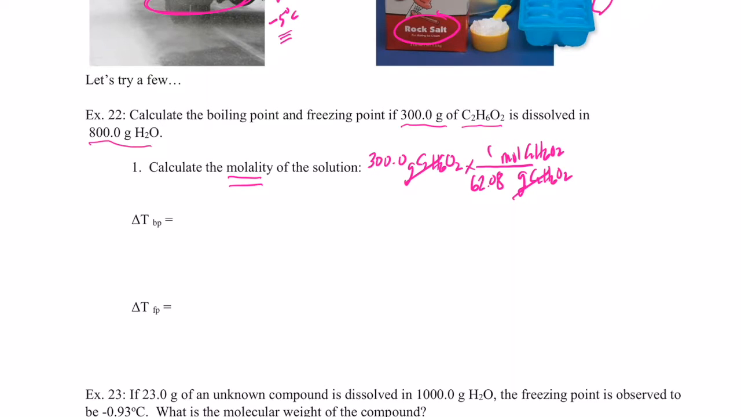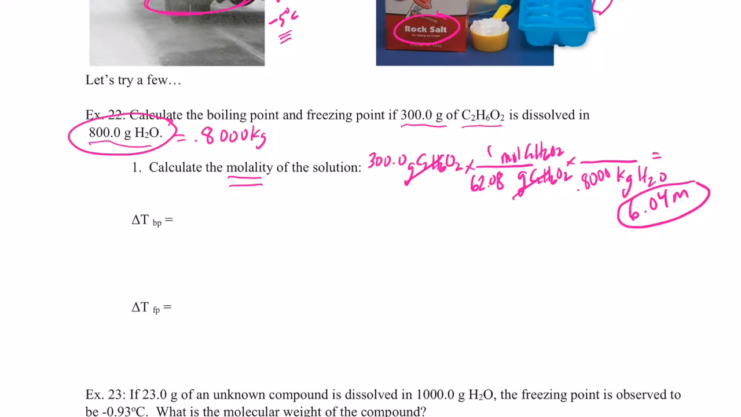So now I have moles of solute, and molality is moles per kilograms of solvent, which in this case is my water. So 800.0 grams is 0.8000 kilograms. So let's see what our molality is. 300.0 divided by 62.08 divided by 0.8000 gives me a molality of 6.04 molal. Now I'm not finished with the problem. I simply know my molality.